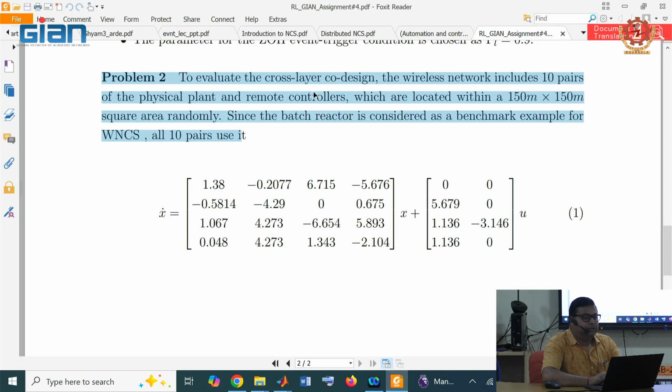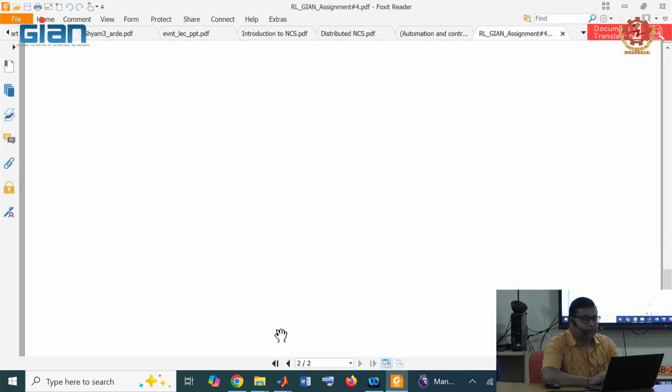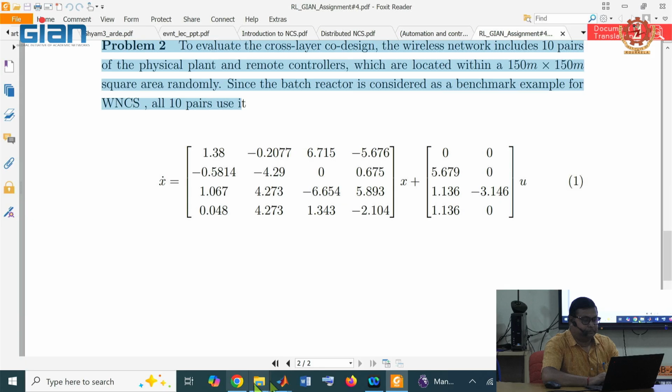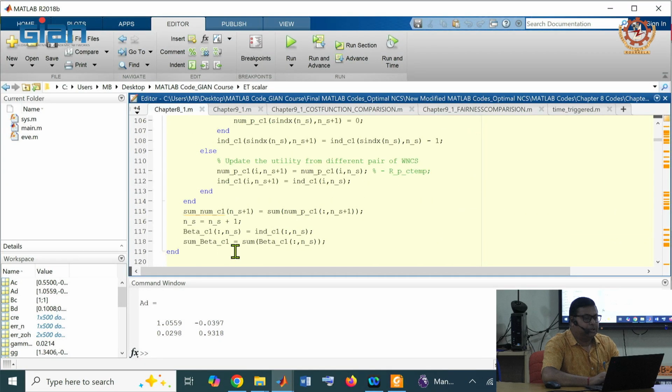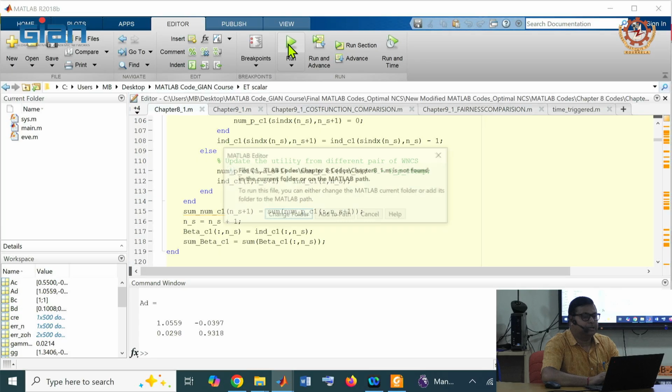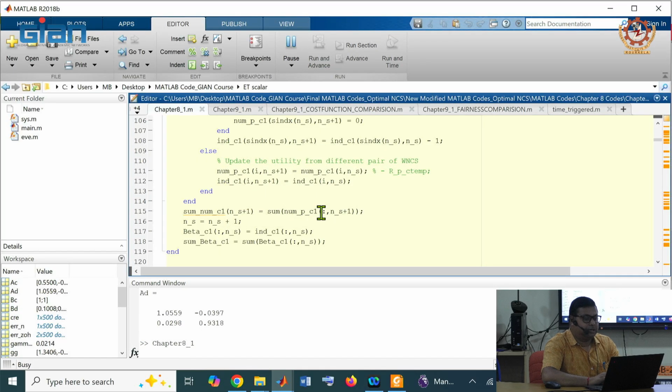You see that for the wireless network system, all 10 pairs are to be used for this problem. Just run it, and you see whether the things discussed in the class can be visualized or not. Then I will come to the event triggering part also.